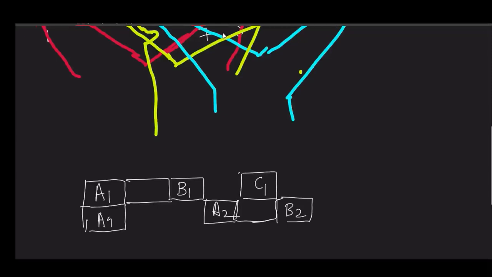Then here you are having C1, and for this C1 you should have C2 here. Then for A1, A4 you are having this A2. Now another slot will begin for A, that is A3, and for that you will get A4 here. Similarly here you will have B2, B3, then B4, and here you will have C4, and C3.